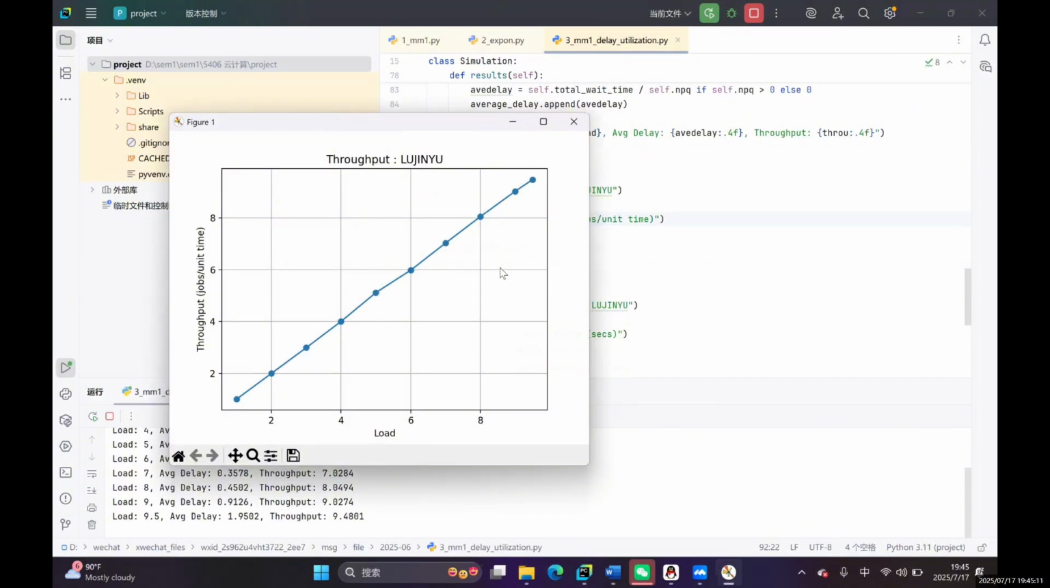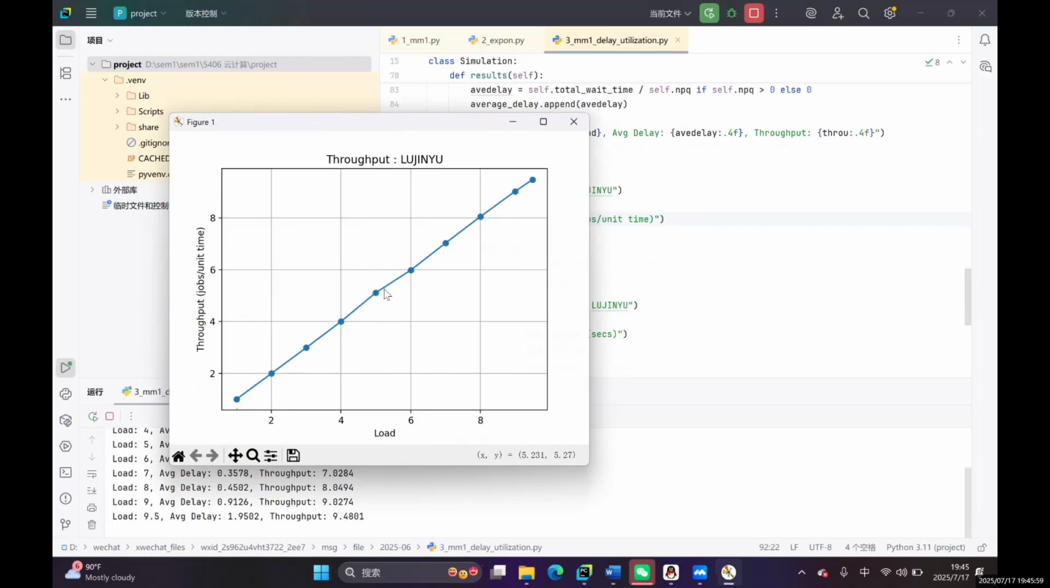This picture shows the throughput with different loads. On the X-axis, we have the arrival rate, which means load, from about 1 to 9.5. And on the Y-axis, we can see the throughput, the number of jobs successfully served per unit time. According to this picture, the throughput increases almost linearly with load, and at a low load, maybe 1 to 5, the throughput is limited by the arrival rate because the server is underutilized.